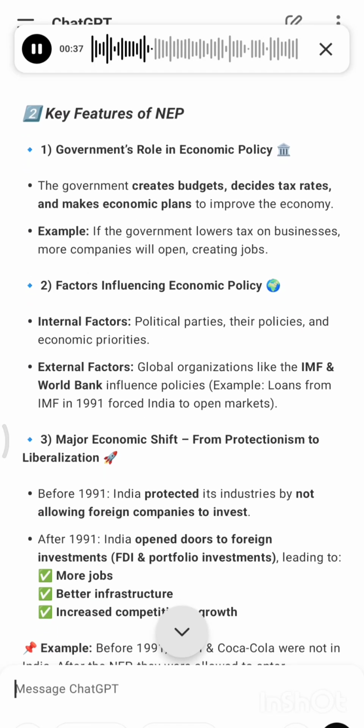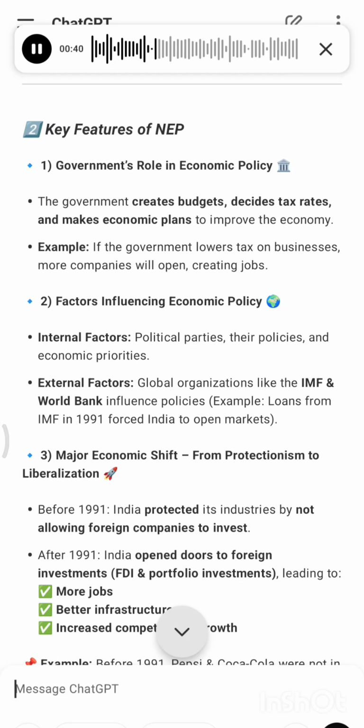1. Government's role in economic policy. The government creates budgets, decides tax rates, and makes economic plans to improve the economy. Example: if the government lowers tax on businesses, more companies will open, creating jobs. 2. Factors influencing economic policy. Internal factors: political parties, their policies, and economic priorities. External factors: global organizations like the IMF and World Bank influence policies. Example: loans from the IMF in 1991 forced India to open markets.